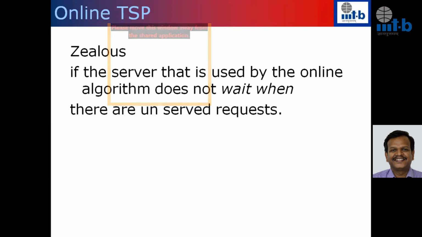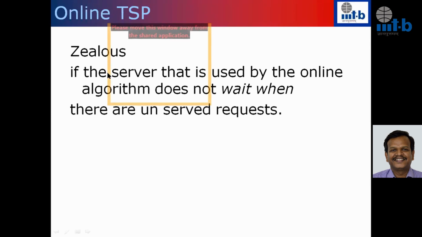Once you serve a request, then you have an option to change your direction. Or you are also allowed to change direction because some new request has come which is just before the place where you are. These are the only two conditions when the zealous algorithm is allowed to change the direction. Otherwise, you have to move at the same speed. So all the servers will move at unit speed. You're not allowed to slow down the speed in any of these conditions. So that's what a zealous algorithm is.